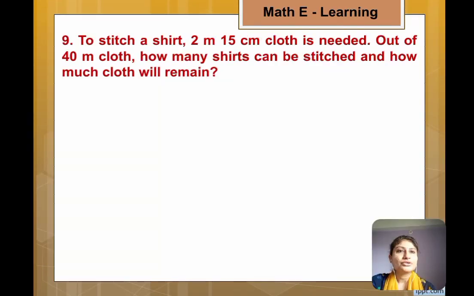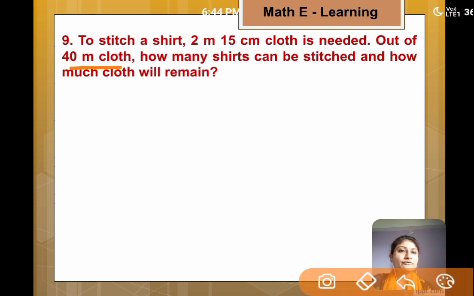Question number 9. To stitch a shirt, 2 meter 15 centimeter cloth is needed. Out of 40 meter cloth, how many shirts can be stitched and how much cloth will remain? Here you are given total cloth 40 meter and this much cloth is needed for one shirt only. So first of all, you have to convert this to centimeter, because 2 is in meter and 15 is in centimeter. So first we convert to centimeter.